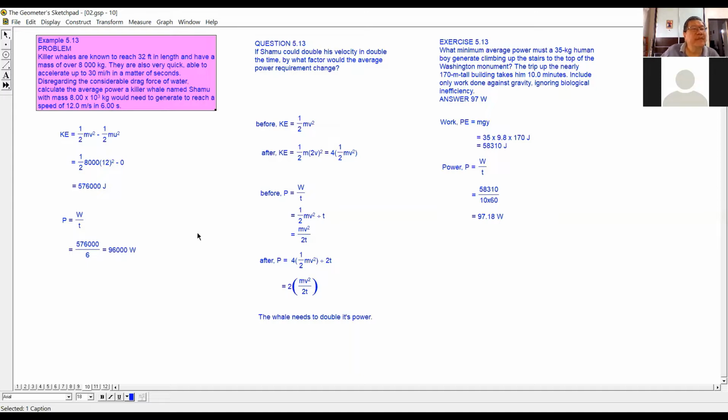Killer whales are known to reach 32 feet in length and have a mass of over 8 kg. They're also very quick, able to accelerate up to 30 miles per hour in a matter of seconds. This requires a considerable drag of water. Calculate the average power a killer whale named Shamu with mass 8 times 10 to the power 3 kg would need to generate to reach a speed of 12 meters per second in 6 seconds.